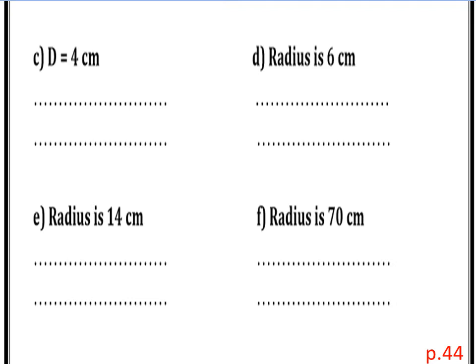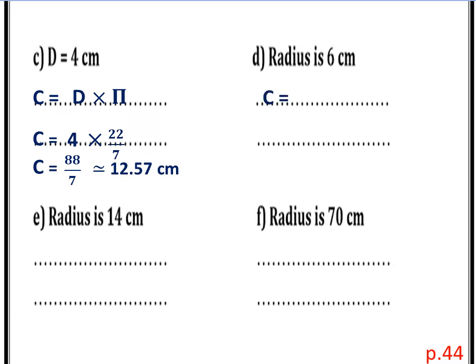And now in letter C, D equals 4 centimeters. So we write the rule: C equals D times pi. C equals 4 times 22/7, which will be 88/7. So the value of C is 88/7, which equals approximately 12.457 centimeters.